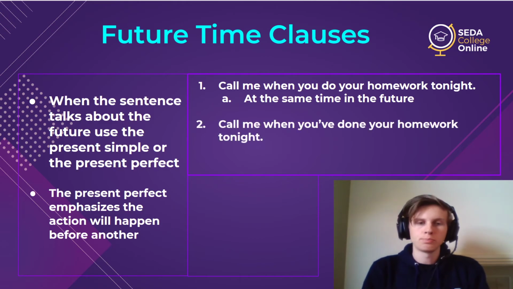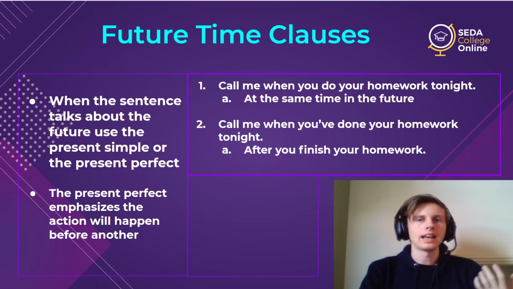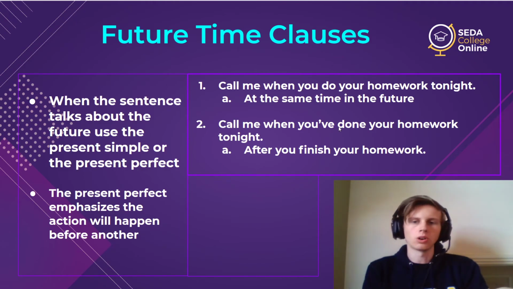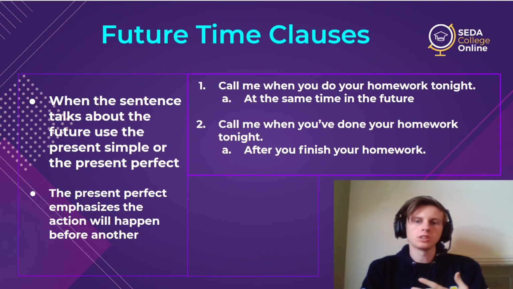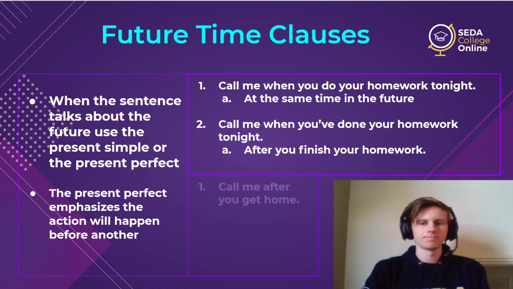If we change to the present perfect, the meaning changes. Call me when you've done your homework tonight. Now I want you to do it after you finish your homework. So in this example, the homework is now finished. You do your homework, then you call me. So this is a small difference between the present perfect and the present simple, especially with a word like when. It's not clear, when can mean at the same time or after. So you can use the grammar here to show the difference.